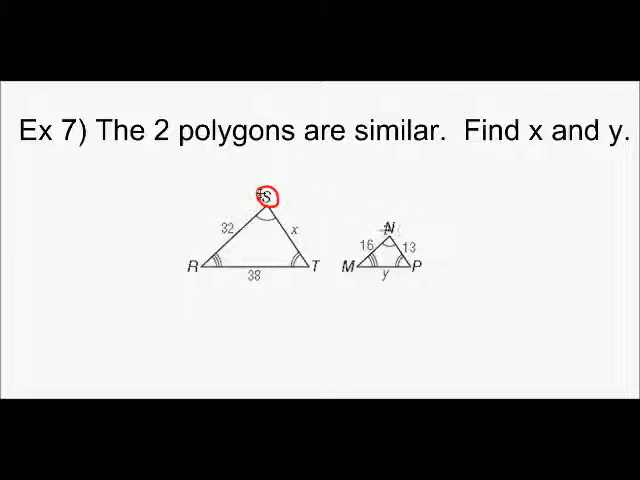So S is congruent to N. We see the one arc. T is congruent to P. They both have the 2 arcs. And R is congruent to M with their 3 arcs. That means, so I'm going green to red, that 13 and 16 are similar.